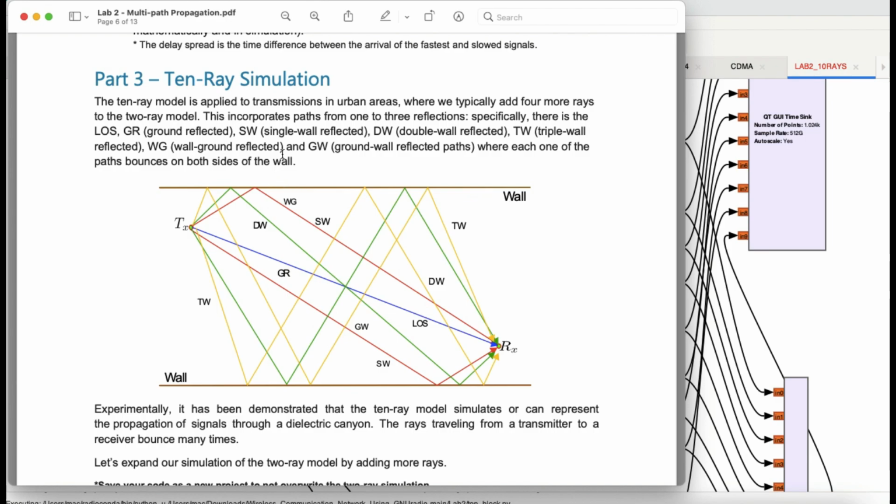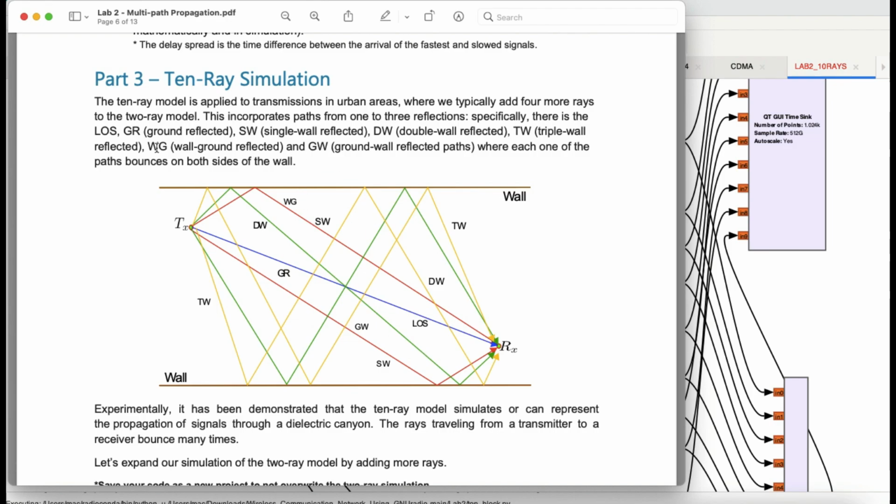These are a few terms that you need to know regarding this particular 10-way simulation. It means that I have a transmitter and a receiver, a line of sight link, and also a ground reflected link. These are basically the two-way model that we looked at. You have a line of sight link, LOS, then you also have GR, which is your ground reflected link. Then this simulation added a couple of other things.